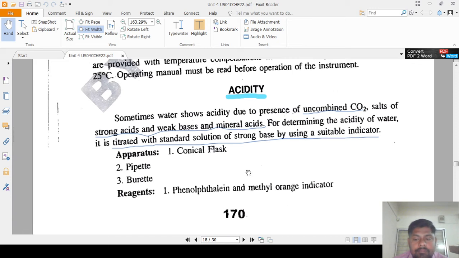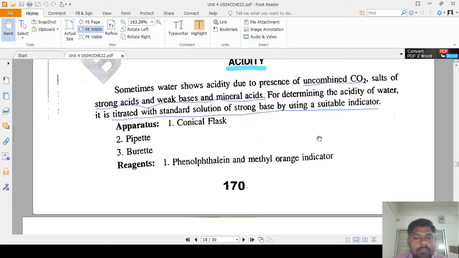Then acidity. Why does water become acidic in nature? It is due to the presence of uncombined carbon dioxide, salts of strong acid and weak base, and mineral acids. It is titrated with a standard solution of strong base. It is a simple acid base titration. Because your water is acidic in nature, titrate your water sample with the strong base with the help of a suitable indicator like phenolphthalein.